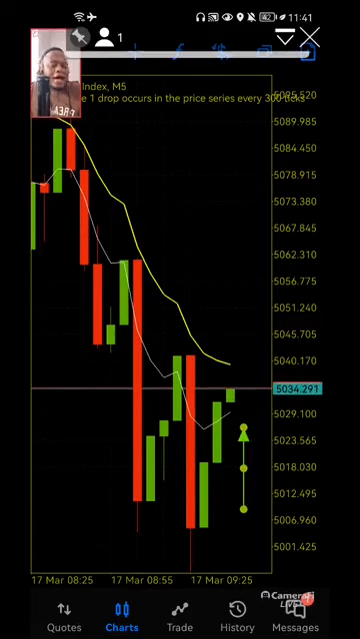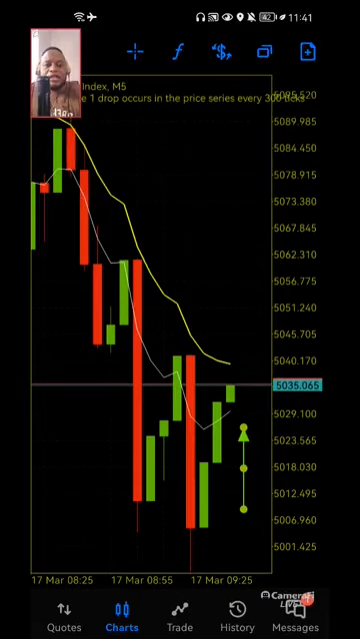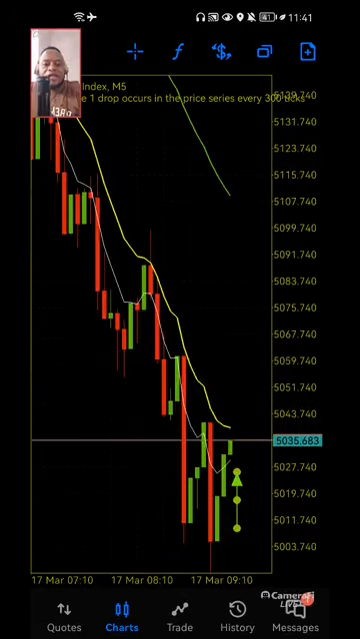Don't abuse your account. If your account is small, don't abuse it with big lot sizes. You are going to be out of the game when the time is still there. You can still get another chance, so you don't need to be out of the game because you are misusing the lot sizes. We are here to trade, not to lose.